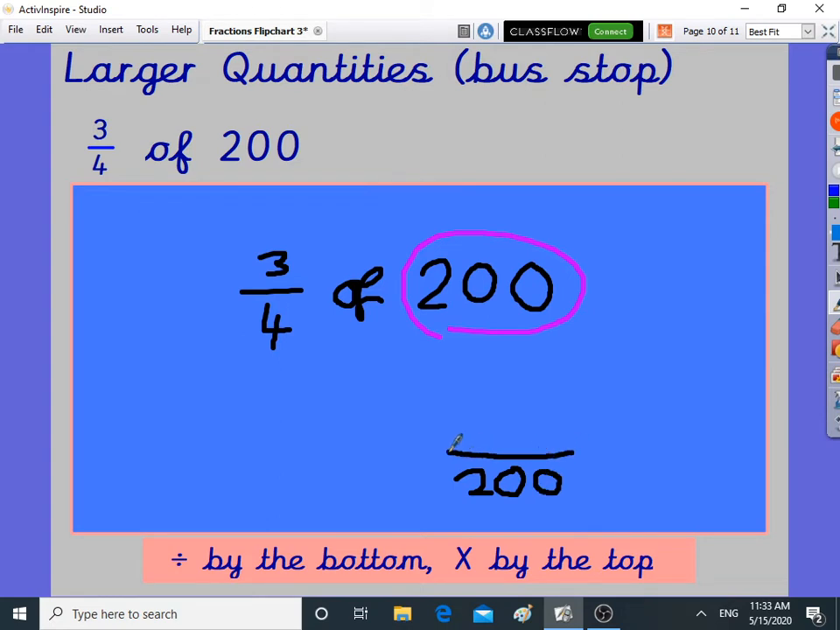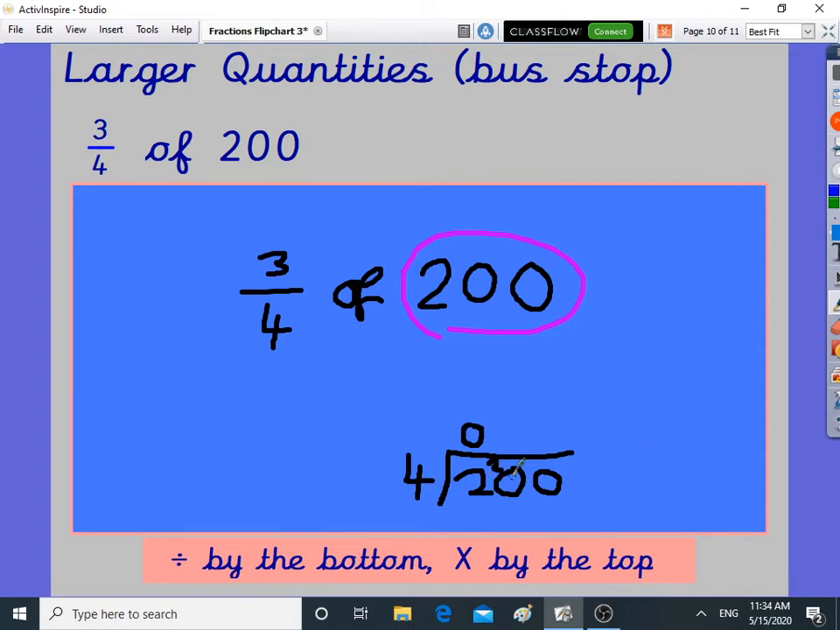We used to have a little rhyme. Divide by the bottom, times by the top. If you forget the division, do the bus stop. One of the year 6s made that up once. So 200 divided by 4. Now year 4s, last year you did the bus stop and you do some bus stops in your morning maths. So year 4s can do this, but year 3s haven't really seen the bus stop. So that's why these questions are not really for year 3s anyway, unless they really know what they're doing.